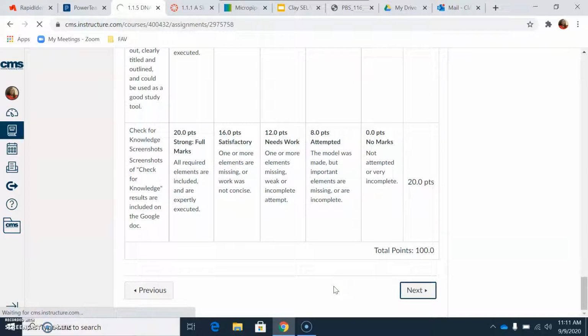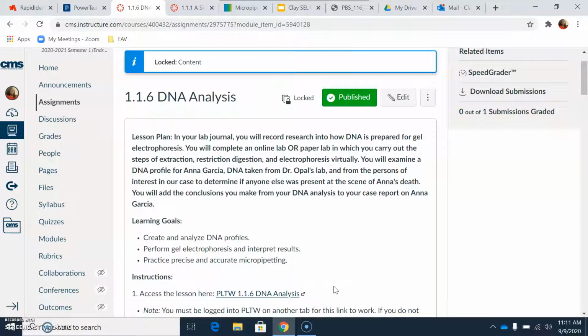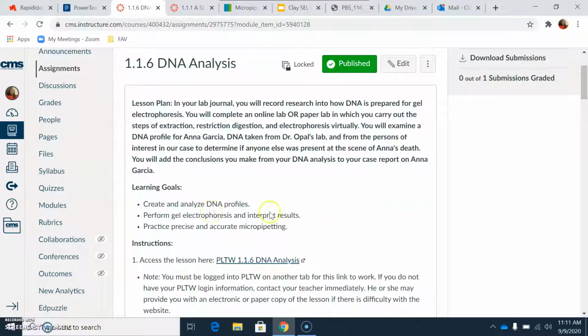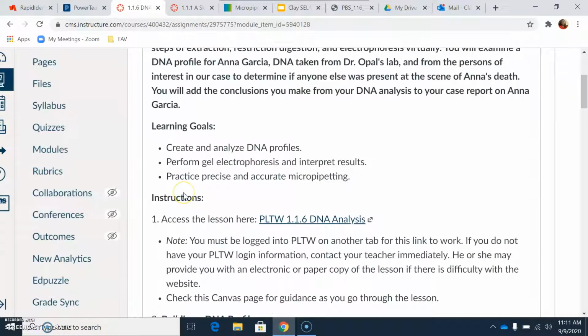So then moving on to what we're doing today, it builds off of yesterday with DNA. Now you have the DNA, so now you're going to analyze it. We're creating and analyzing DNA profiles, performing gel electrophoresis, and interpreting results. We're not physically doing the gel electrophoresis part, we're interpreting it. And you're also practicing with micropipetting, which is how you would get to this part.